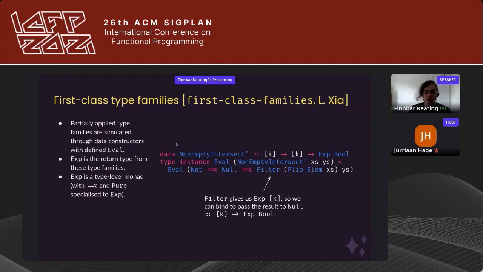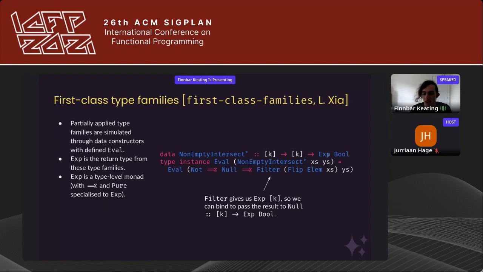These partially applied type families are simulated through data constructors, which can be partially applied. So for example, we have this non-empty intersect data constructor, which takes a list of kind k to a list of kind k to an exp bool. We'll get to exp in just a second. And then to define how that family is executed, we define a type instance of alpha list. So we're saying if we get a type non-empty intersects x is y, good news. This is how you execute it and get a result out.